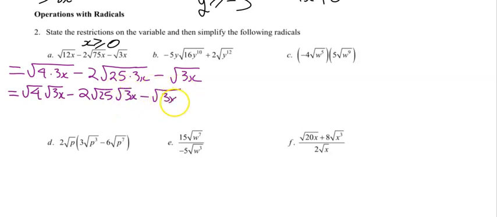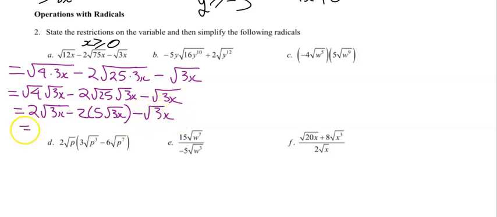So for those of you that like to see the detail, I'll show you what you could do. So this is 2 root 3x minus 10 root 3x minus root 3x. So how many root 3x's do we end up with? 3. So I got 2 minus 10 is negative 8. Minus 1 is negative 9 root 3x's.